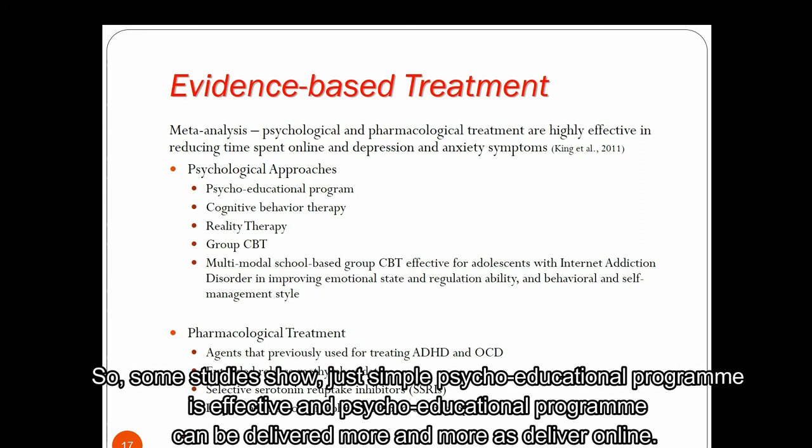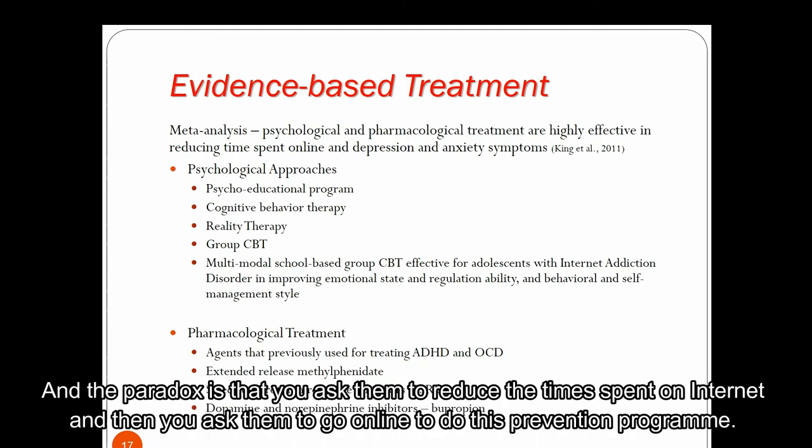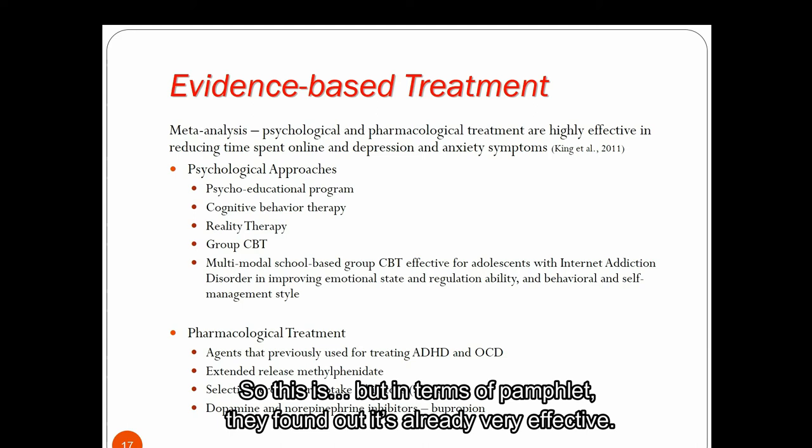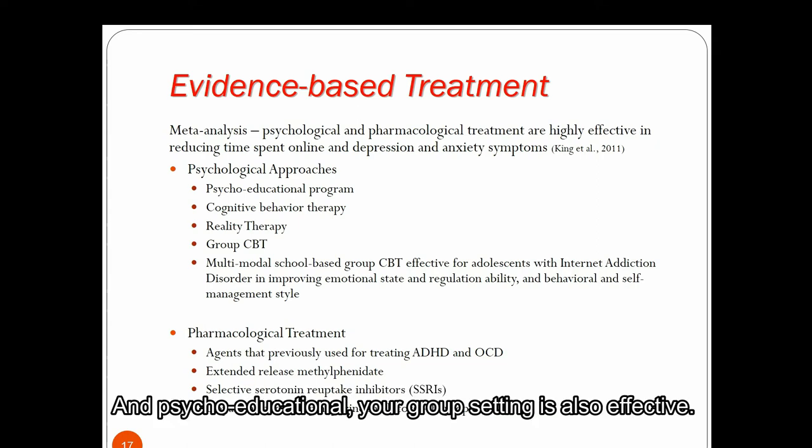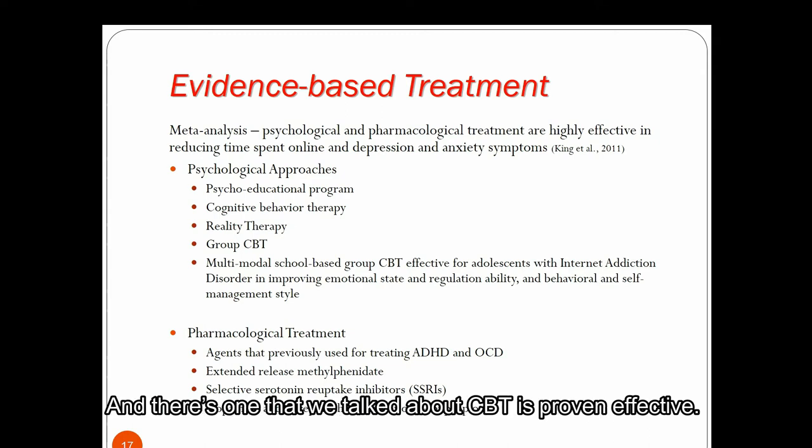So some studies show just a simple psychoeducation program is effective. And psychoeducation programs can be delivered more and more online. And the paradox is that you ask them to reduce the time spent on the internet, and then you ask them to go online to do this prevention program. But in terms of pamphlets, they find that it's already very effective. And psychoeducation in a group setting is also effective. And the ones that we talk about, CBT, is proven effective.